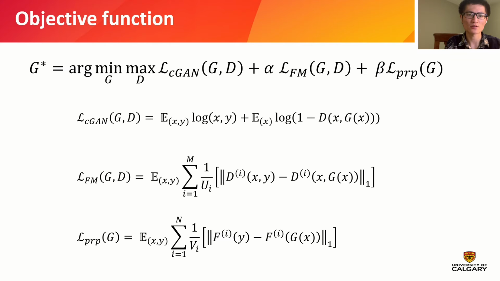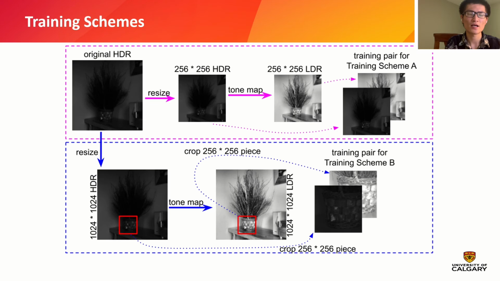For perceptual loss, we extract the intermediate features from each single layer of the pre-trained 19-layer VGG network. With feature matching loss and perceptual loss, we are able to make the high-level features of real LDR images and generated LDR images similar. As I said, we use 256 resolution images to train our model. We deploy 3 training schemes.